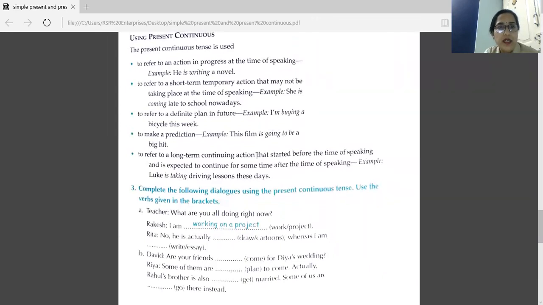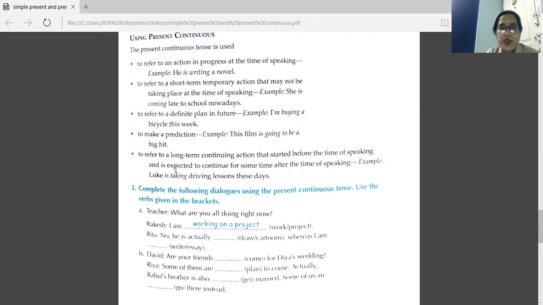Next one, to make a prediction. That means something going to happen at some future time. May happen or may not. So this film is going to be a big hit. So it's a prediction here. So "is going," it is present continuous tense.